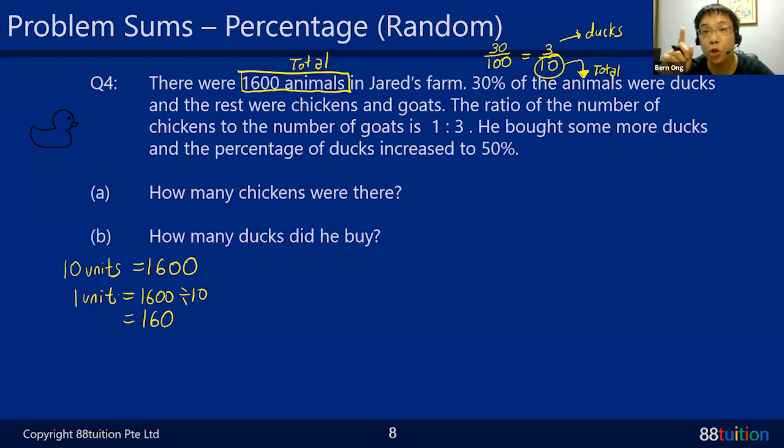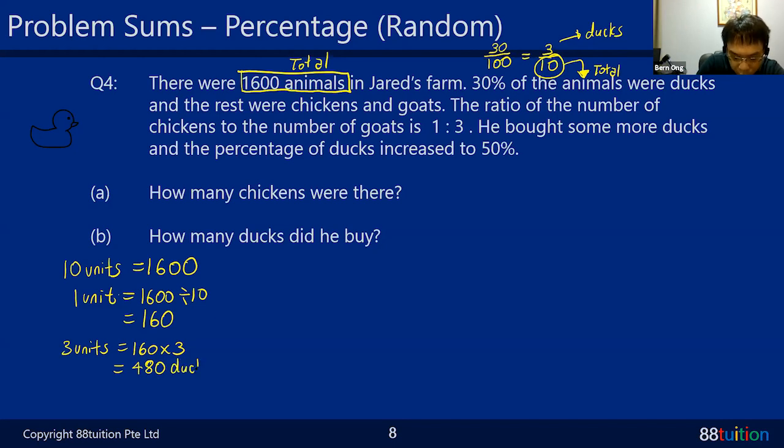And now 3 out of the 10 units are ducks. So 3 units down here are ducks. So I just go and find out 160 times 3 is equal to, usually this type of question can press calculator lah. So I'm just going to press my calculator here. Not going to lie to you anymore. 480 are ducks. So that is one of the information I have. Whether the question asks me or not doesn't really matter. I just got to find the extra information.